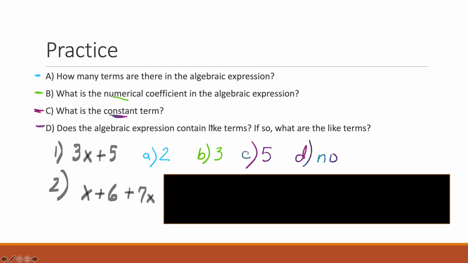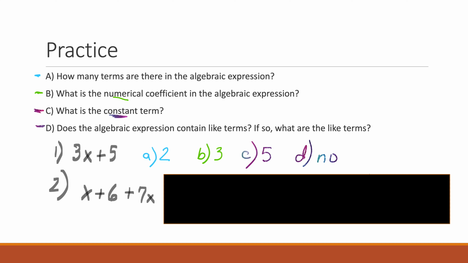How many terms are there in the algebraic expression? There are 2 terms. First term is 3x, second term is 5. Next, what's the numerical coefficient? It's 3. It's the number in front of the variable. C, what is the constant term? The constant term is 5. Remember, the constant means it doesn't change. It doesn't have a variable.